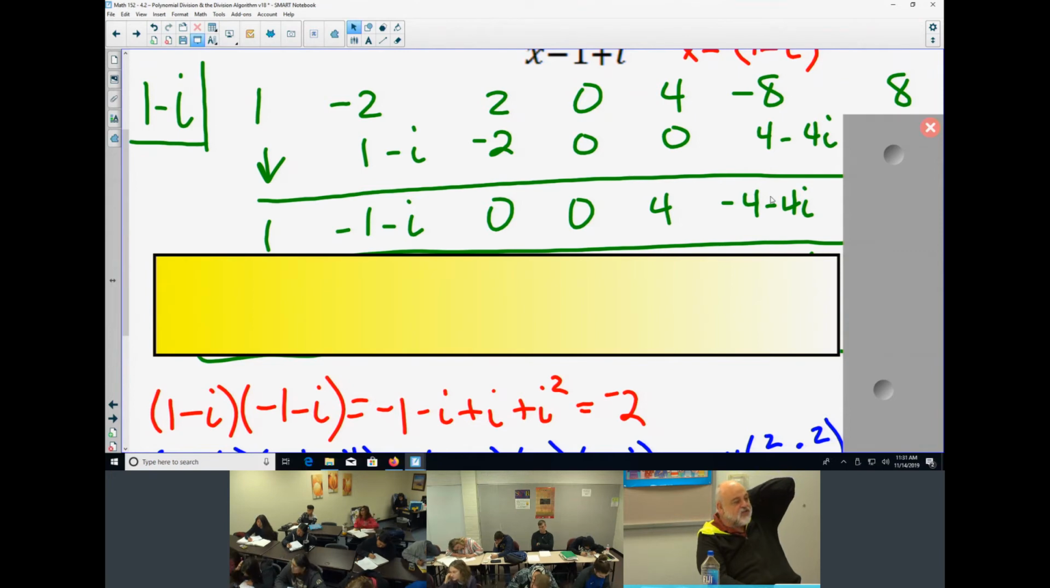All right, we're almost done, but now we need to multiply this together. Negative 4 minus 4i times, we got to multiply that by 1 minus i. All right, so I'll let you do that one. So multiply these together and then put it under the answer underneath the 8 here.